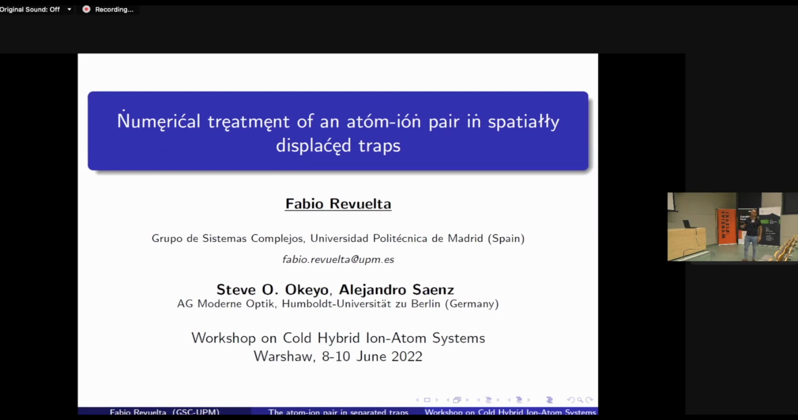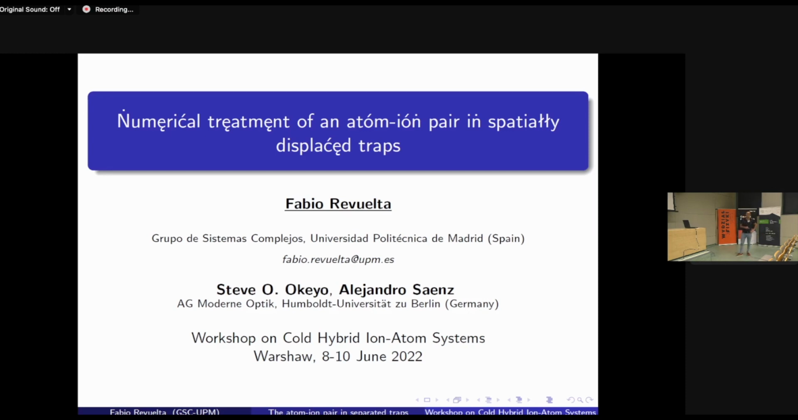As you've seen, I've learned some Polish these days. So the title in the Book of Abstracts was wrong, but it was numerical treatment of atom-ion pair in spatially displaced traps. If you understand it, that means you've also improved your Polish command, so congratulations.